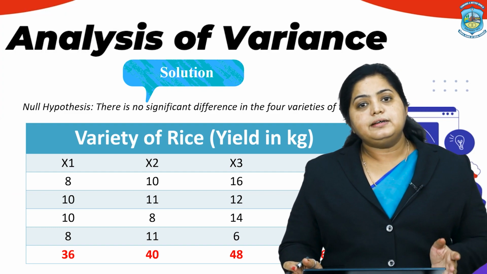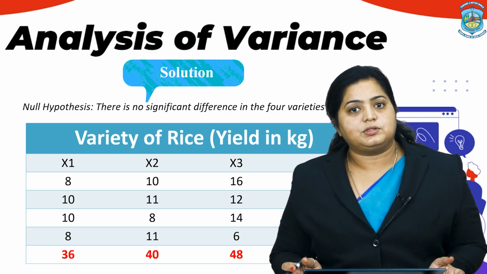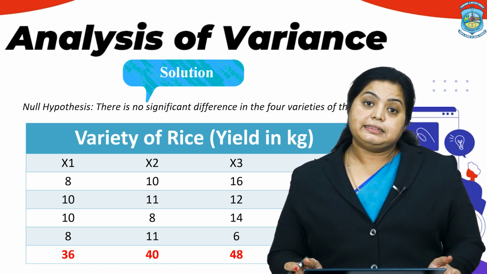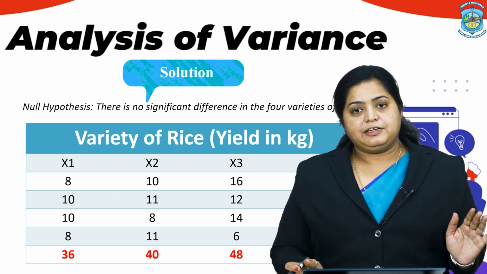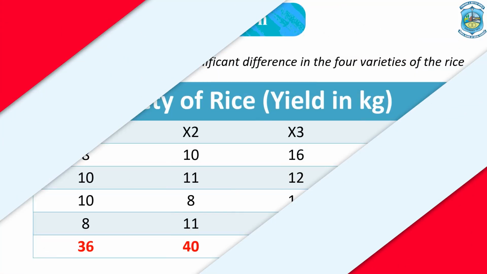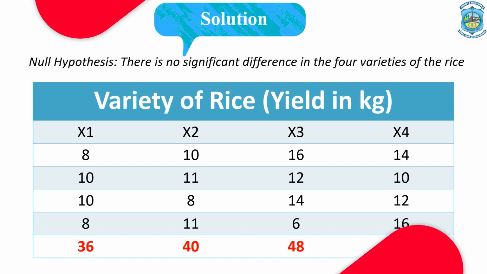Now, as we already discussed the working rule, the first rule was formation of hypothesis. For this example we are forming a null hypothesis, that is, there is no significant difference in the 4 varieties of rice. The second rule is to find the total of all the sample items. We have altogether 16 items in 4 varieties of rice, so our second step is the sum of all the sample items.